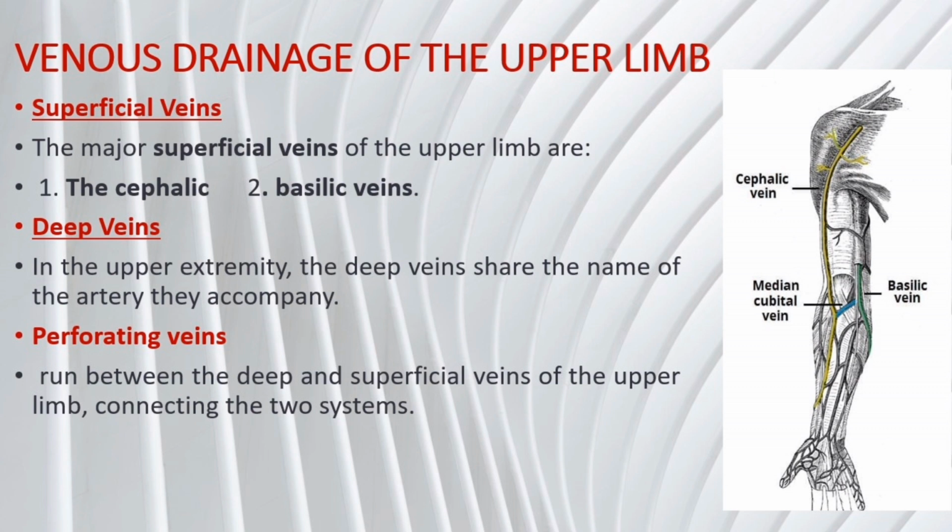The venous system of the upper limb drains deoxygenated blood from the arm, forearm, and hand. It can be subdivided into the superficial system and the deep system. Superficial veins: the major superficial veins of the upper limb are the cephalic and basilic veins. They are located within the subcutaneous tissue of the upper limb. The deep venous system of the upper limb is situated underneath the deep fascia. It is formed by paired veins, which accompany and lie either side of an artery. In the upper extremity, the deep veins share the name of the artery they accompany.